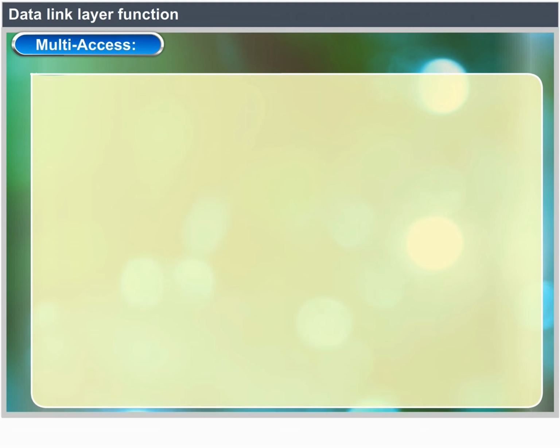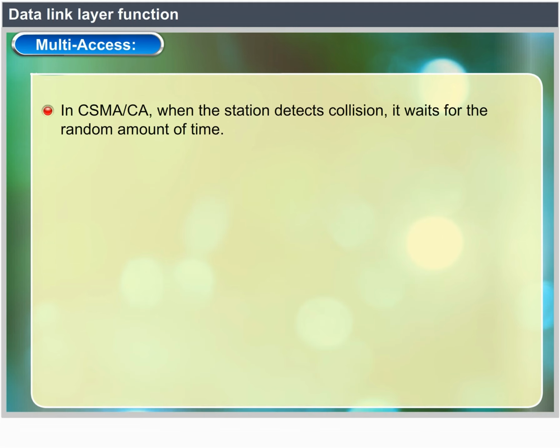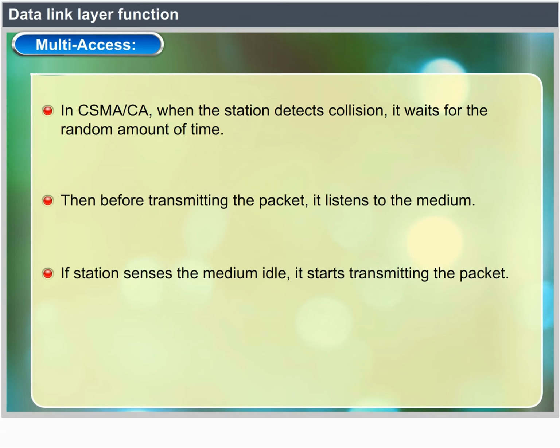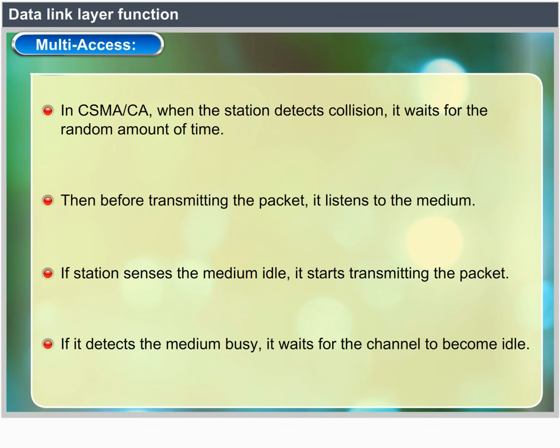In CSMA/CA, when the station detects a collision, it waits for a random amount of time. Then before transmitting the packet, it listens to the medium. If the station senses the medium idle, it starts transmitting the packet. If it detects the medium busy, it waits for the channel to become idle.